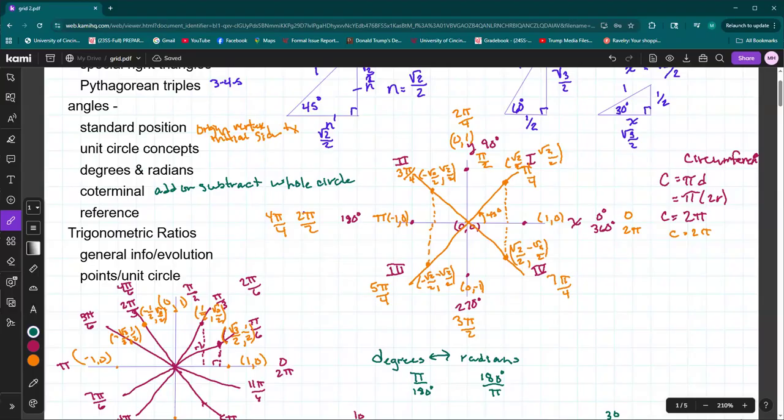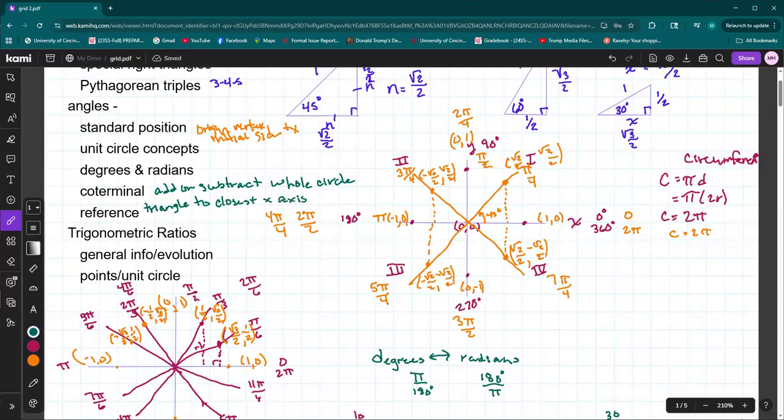Reference angles are always triangle to closest. And when I say triangle, I'm really making these little triangles like we did with our unit circle to get that angle. Triangle to closest x-axis.